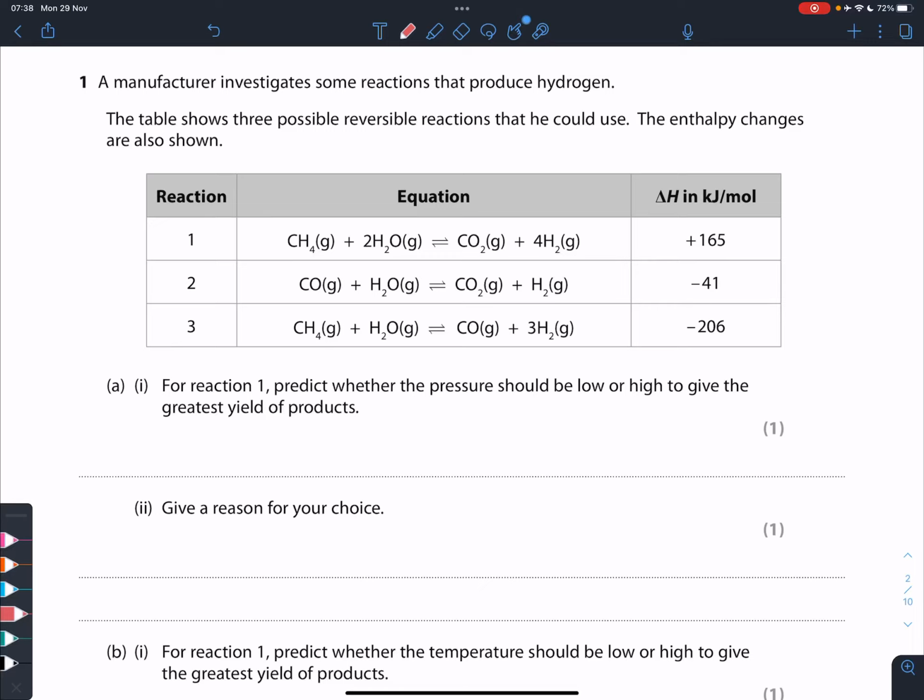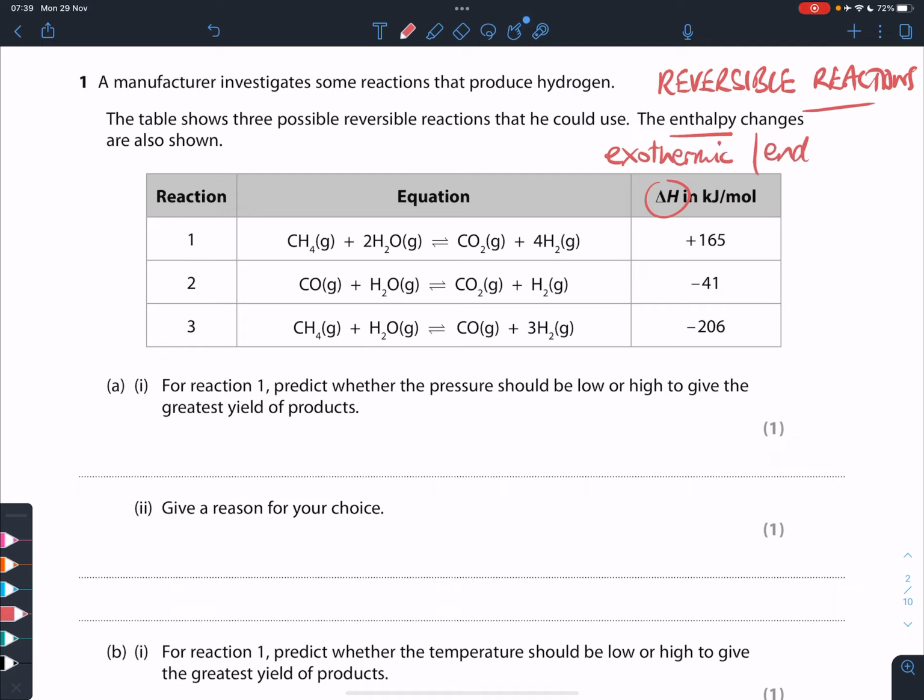Okay, so this question is about reversible reactions and it's about energy changes. And we talk about the enthalpy change, which we know can be exothermic when energy is given out, or endothermic when energy is taken in, when a reaction happens. So let's have a quick look here.